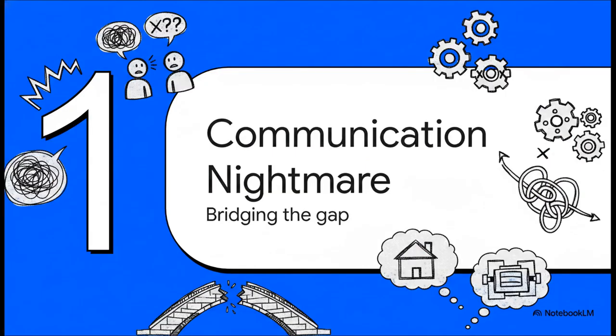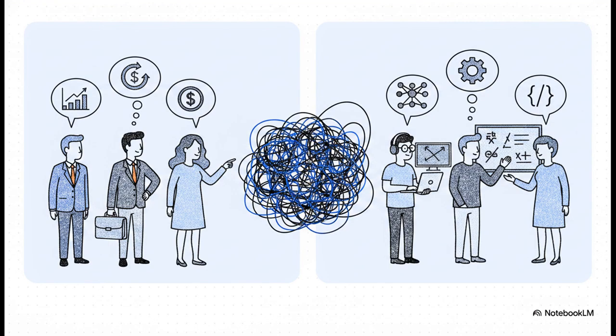Part 1. The communication nightmare. Let's look at how we bridge that gap. The root of the problem is this massive language gap. Over on the left side, you've got your stakeholders. Think business managers, marketing folks, the end users. They know exactly what they want, their business goals, their wish lists, and constraints like, hey, we only have this much money. But the technical side, not really their forte.